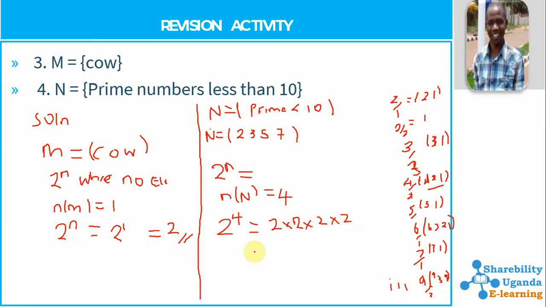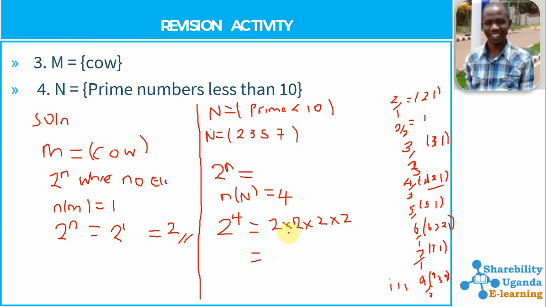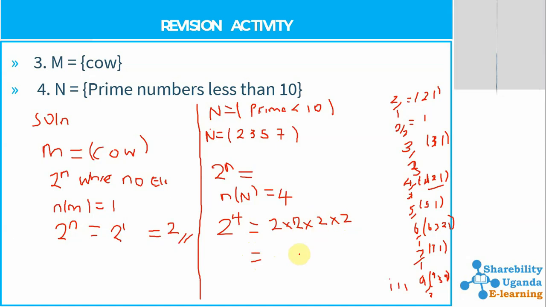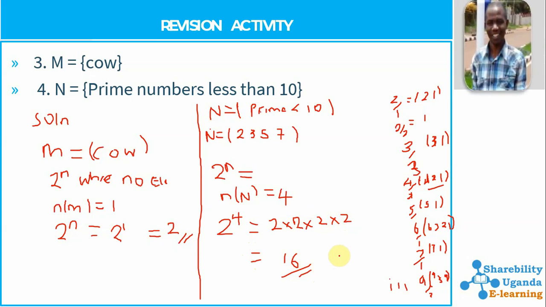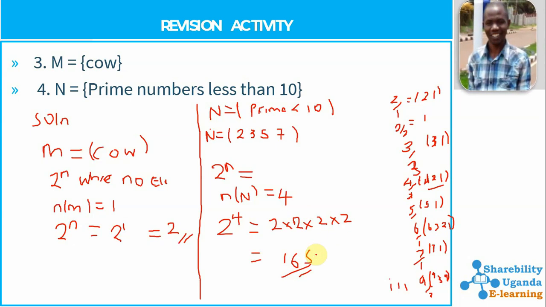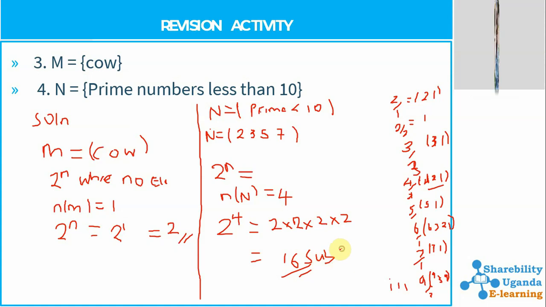So we shall be able to get our answer as, what is 2 times 2? That is 4. 4 times 4, we shall get our answer as what? As 16. So finally we can say the number of subsets that we have been able to get from our set n are 16 what? 16 subsets. Don't forget to write subsets, such that your answer is not left hanging.